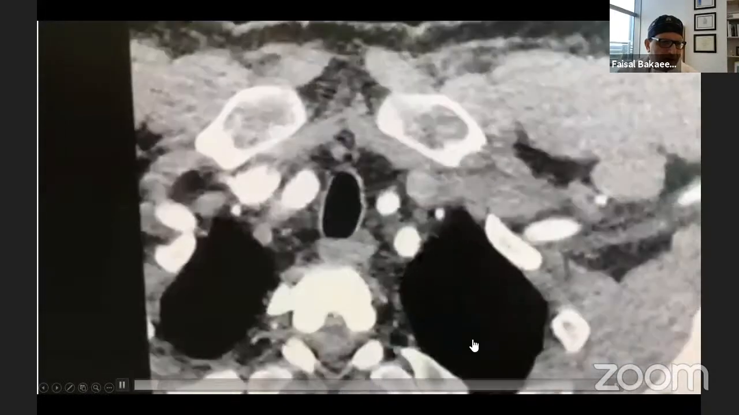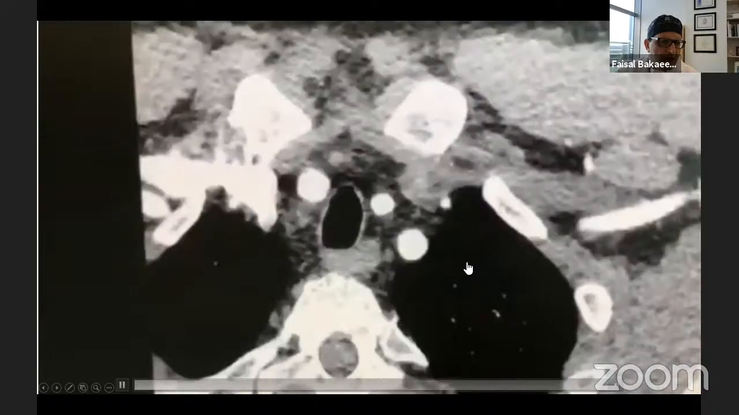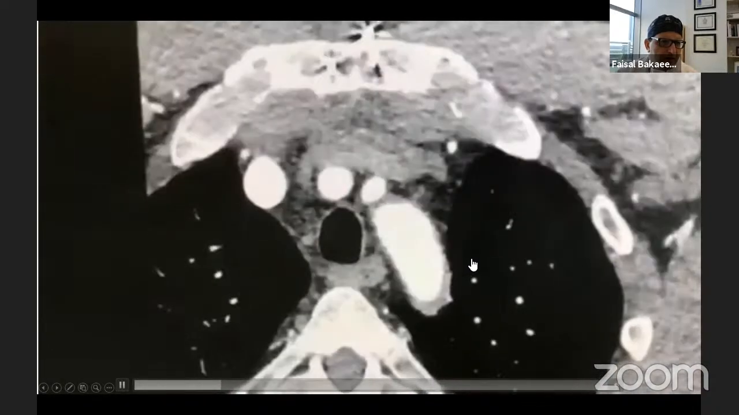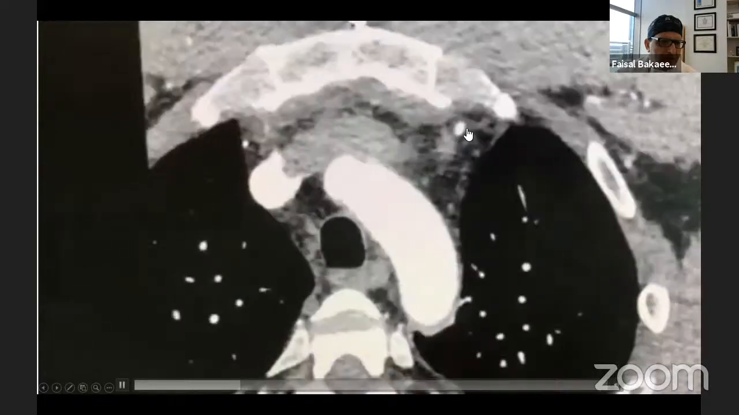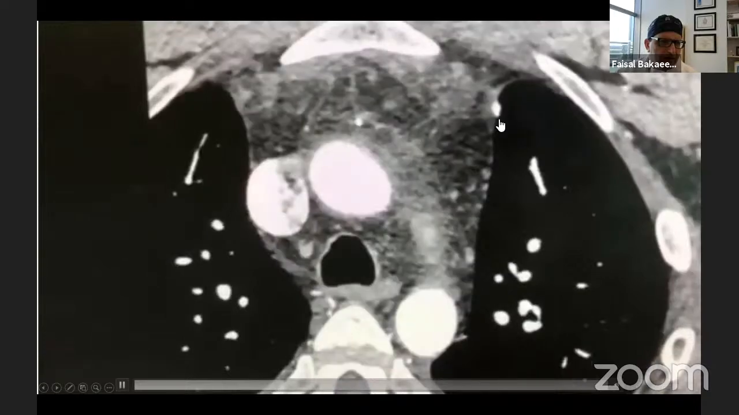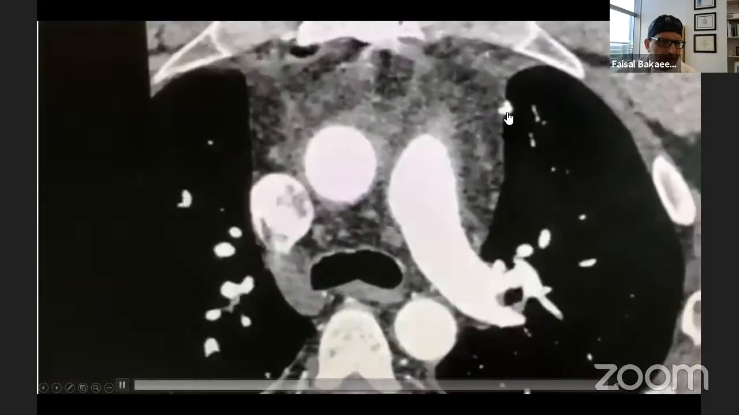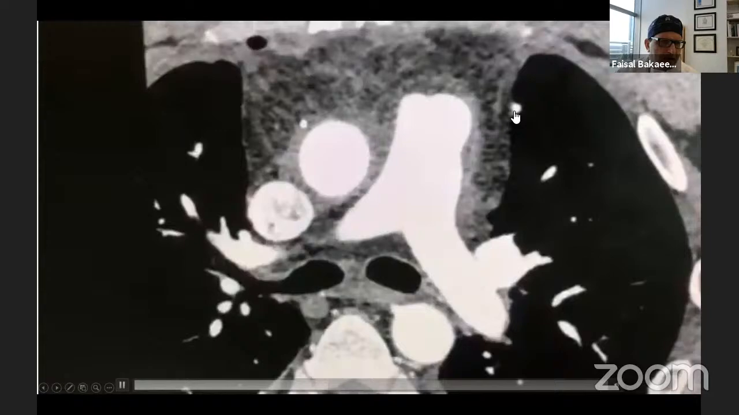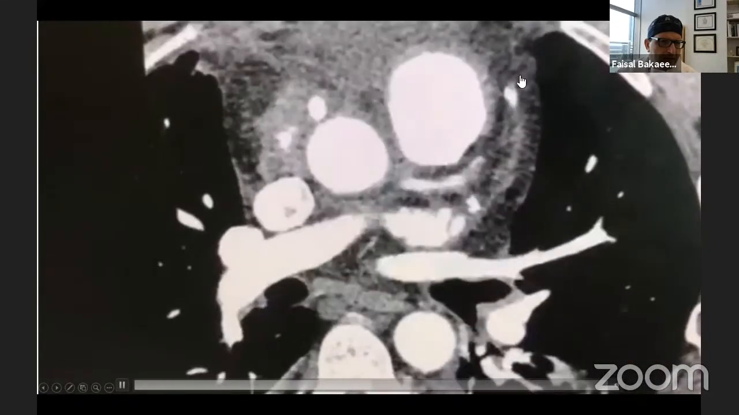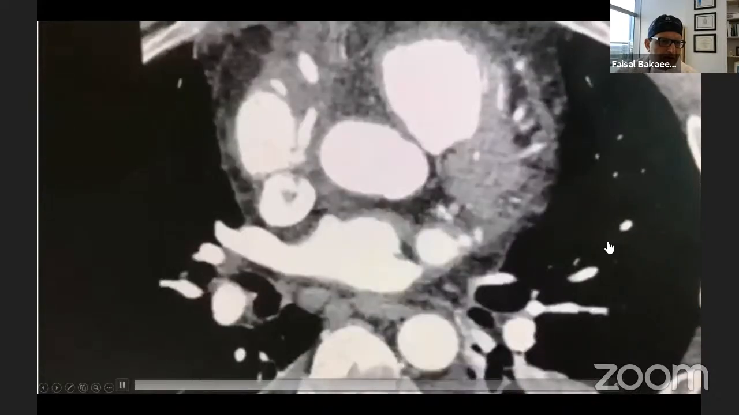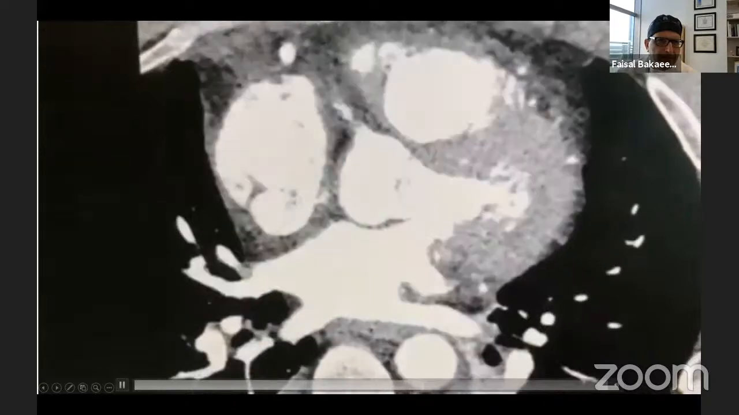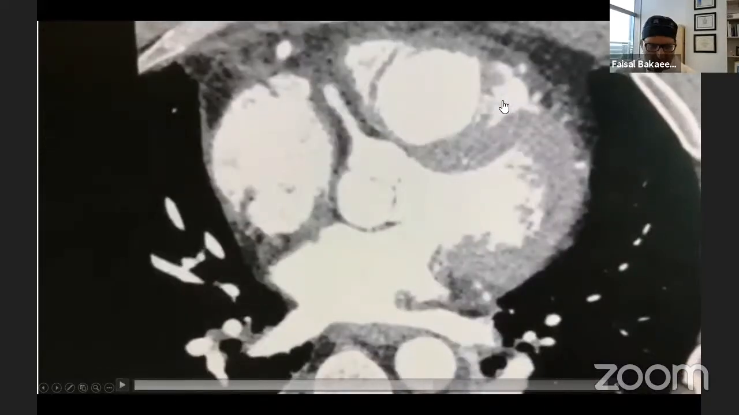And this is a demonstration of how that composite looks. I told you that we do CTAs on many patients before they leave the hospital to make sure that the grafts are patent. And here is the composite. One limb of it will go to the LAD, and one limb will go to the CIRC. So quality control is important in that regard.